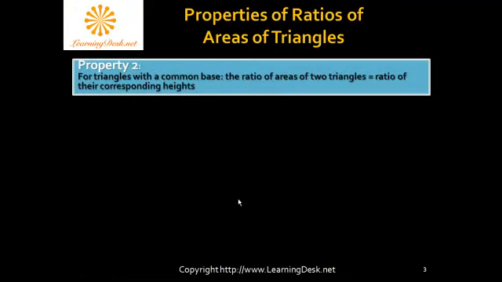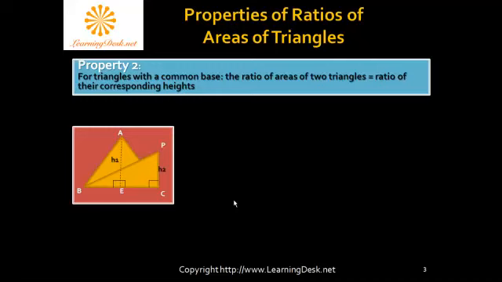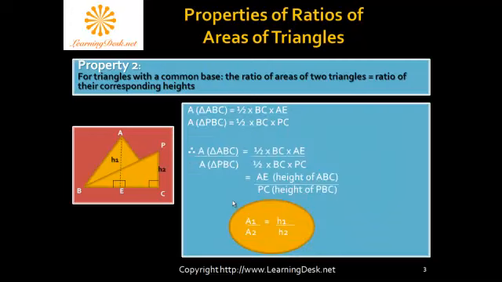For property 2, for triangles which have a common base, the ratio of the areas of the two triangles is the same as the ratio of the corresponding heights. We will see how that happens. Here, take these two triangles in this figure, ABC and triangle PBC. Both have the same base, BC, right?